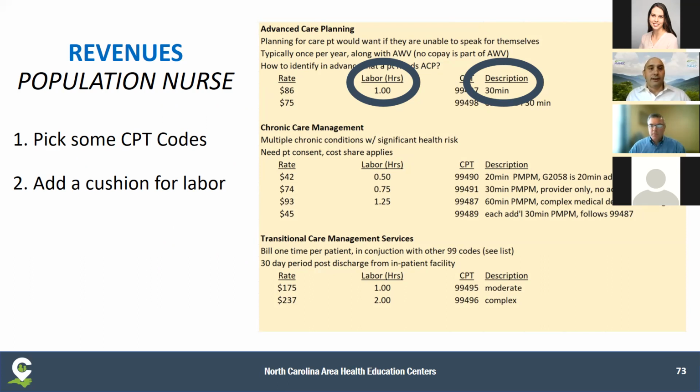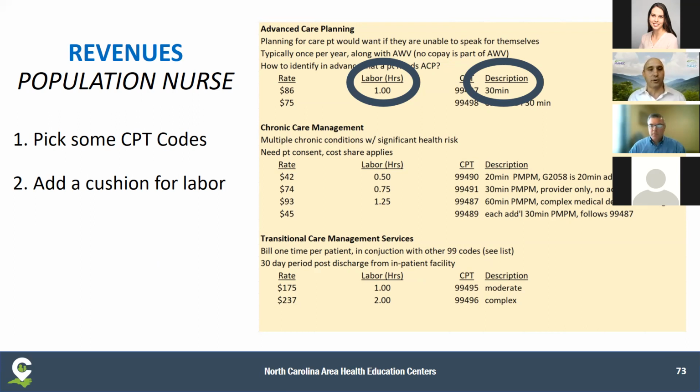And, you know, I'm trying to be conservative and show you how to build a financial model. So I'm looking at CPT codes. And here's an example of advanced care planning. And right, the CPT code says 30 minutes you can bill for $86. I'm estimating an hour of labor, right? I'm building a cushion into it because I want to be conservative. And you can see we did that down the line, chronic care management, transitional care management.